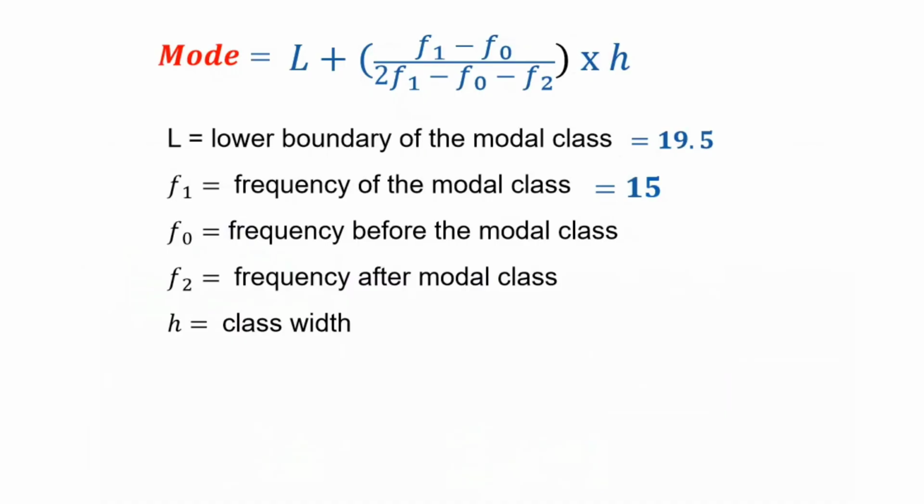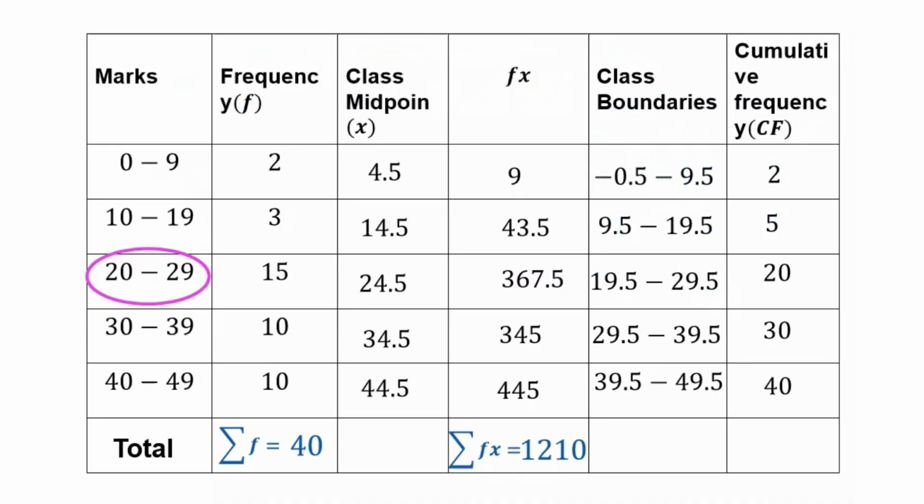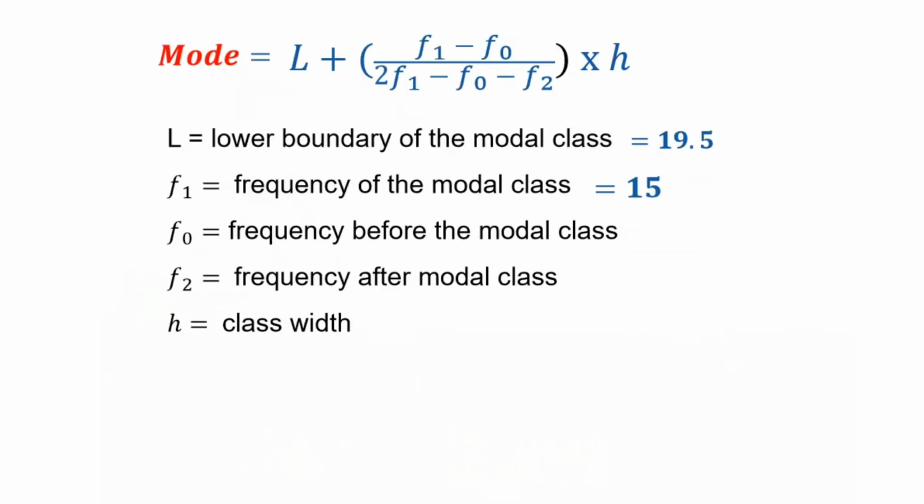Then we find the frequency before the modal class. So we go back to our table once again. We know that our modal class is 20 to 29, and its frequency is 15. So we are talking about the frequency before that 15. We can see that it is 3, because that is the frequency before the frequency of the modal class. So that one too, we have our answer as 3.